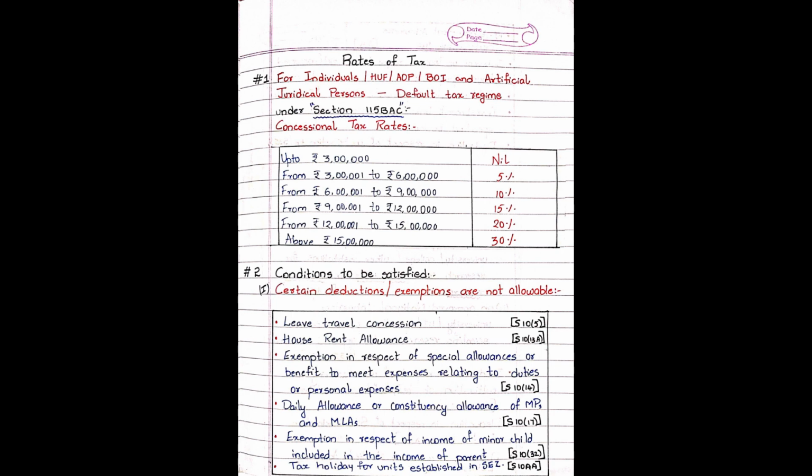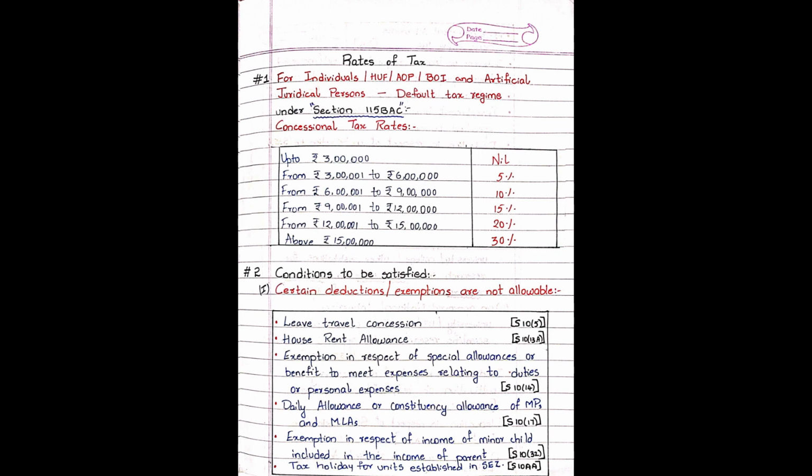Up to the total income of rupees 3 lakh, no tax is charged, that is, the tax rate is nil. For the total income from 3 lakh to 6 lakh, the tax is charged at 5% on the amount exceeding rupees 3 lakh. It means if the total income of an assessee is 5 lakh, the tax is charged on 5 lakh minus 3 lakh, that is on the amount of rupees 2 lakh.